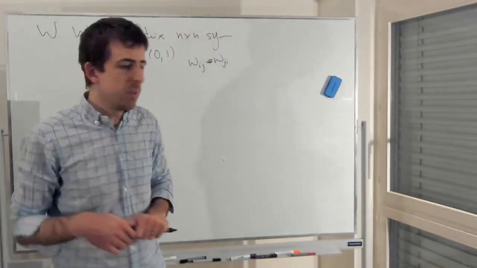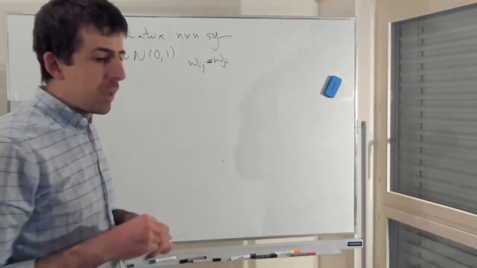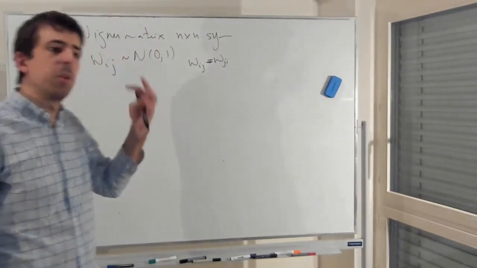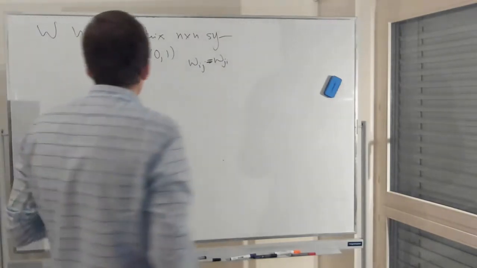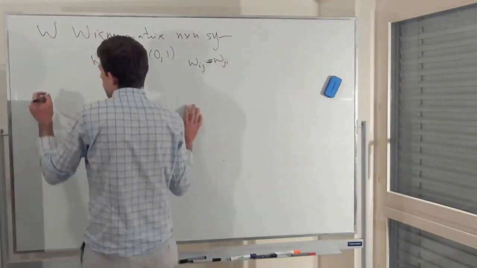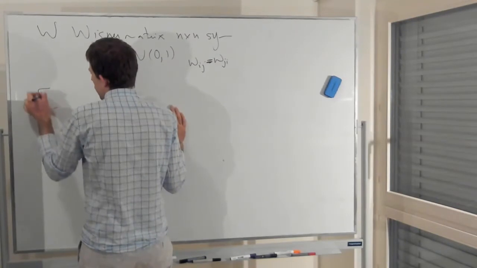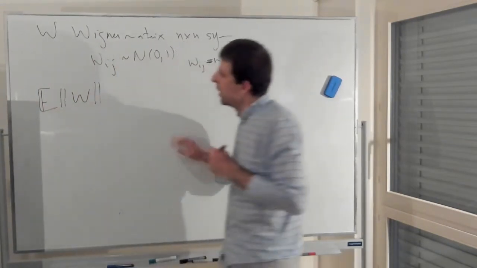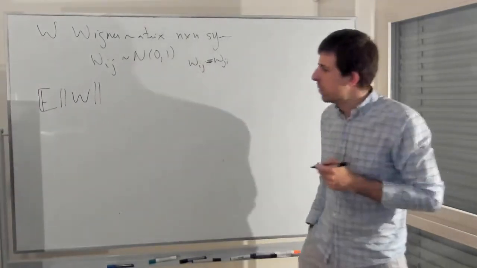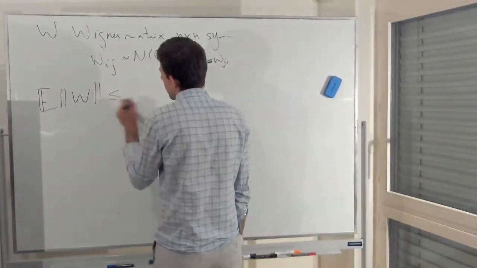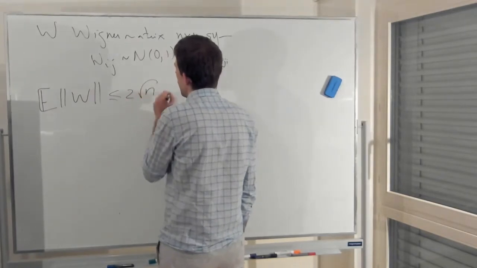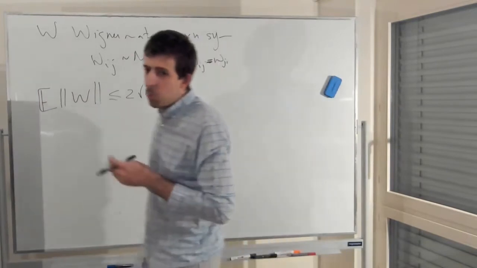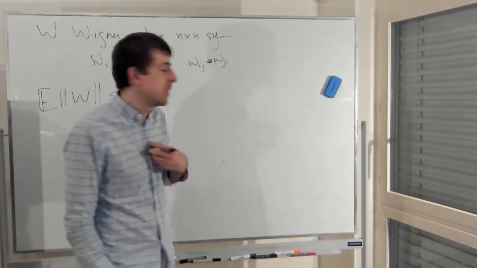And so now we're going to get a control on the tail of the spectral norm of W. We want to control things like what's the probability that the spectral norm of this matrix is bigger than something. But we're going to do it through a bound on the expected value of the norm. So you saw from the homework that this expected value is smaller or equal than 2 times root n. This can be proven using Slepian's comparison. This was one of the problems in the problem set.